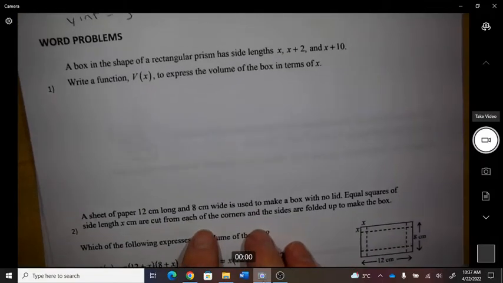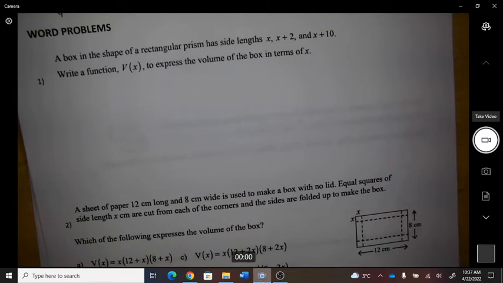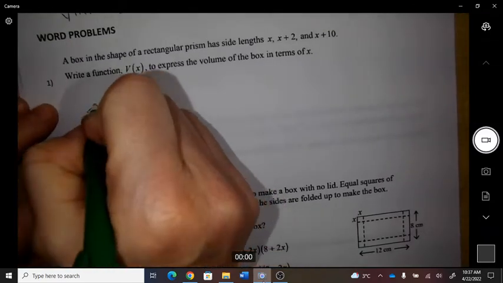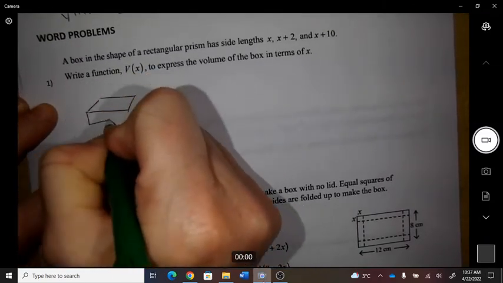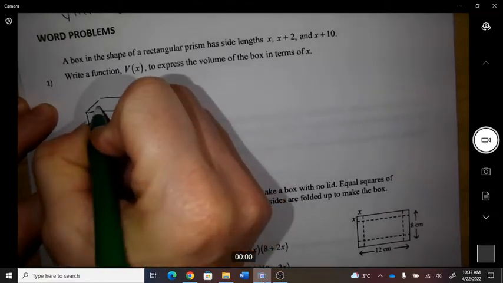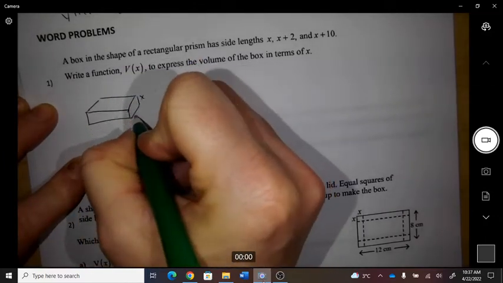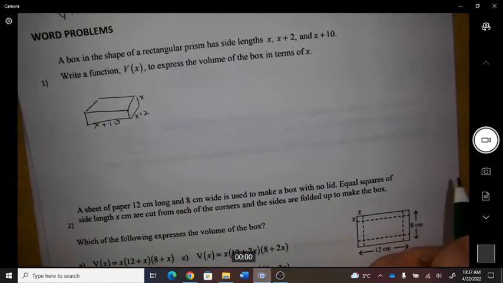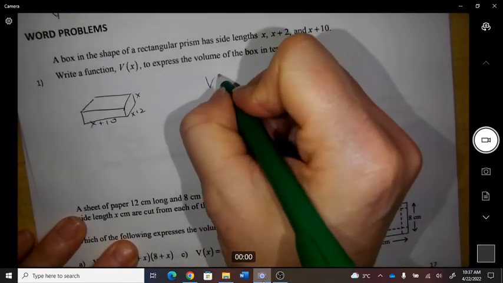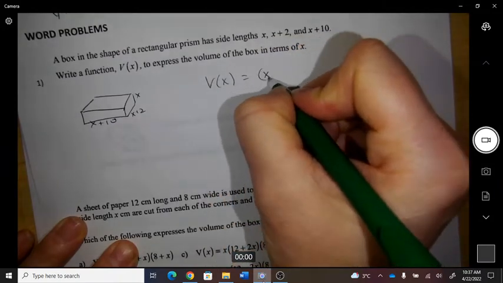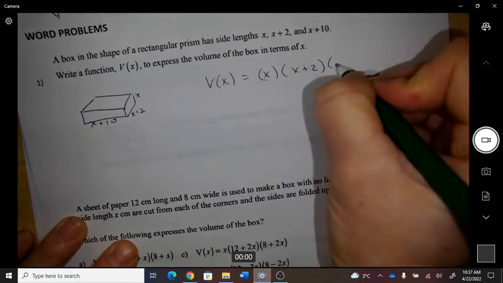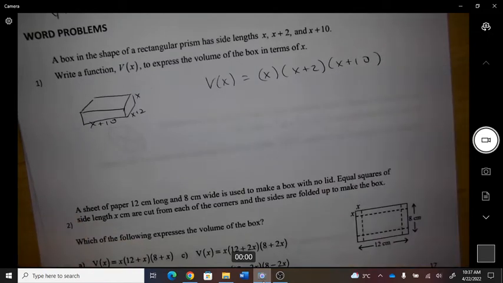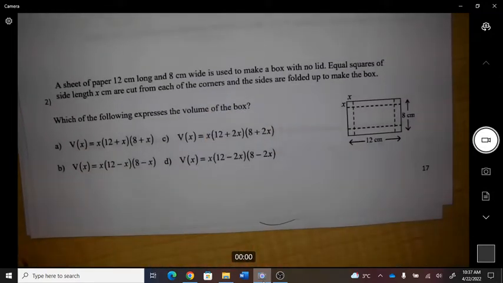Okay, a box is shaped like a rectangular prism. It has side lengths of x, x plus 2, and x plus 10. Write a function for volume. So volume equals the length times the width times the height. Okay, that's it. That's all it's asking for.